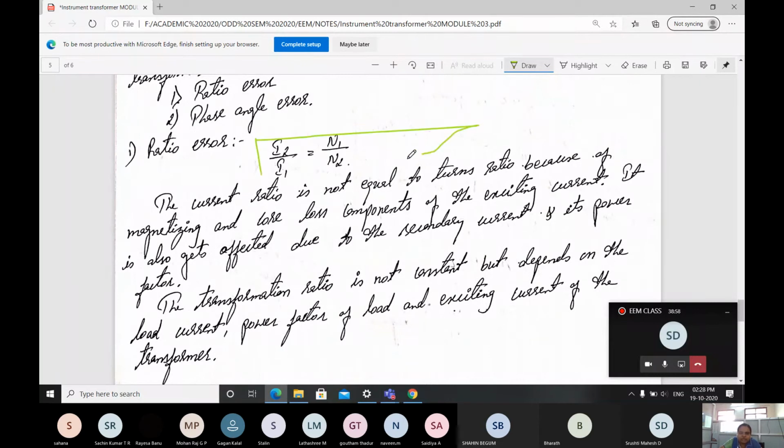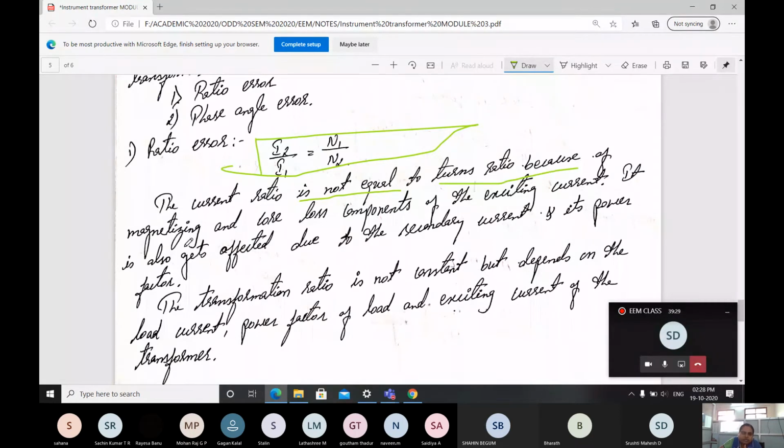That is, I2 by I1 should be equal to N1 by N2, or else I1 by I2 should be equal to N2 by N1, right? You can write it either way. But what is the condition given next? The current ratio is not equal to the turns ratio.